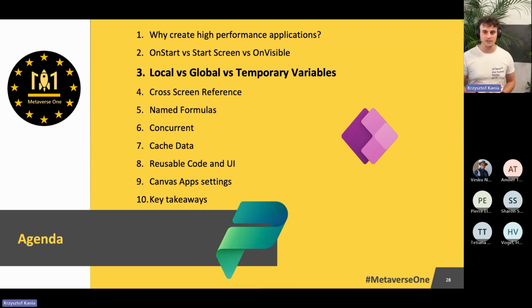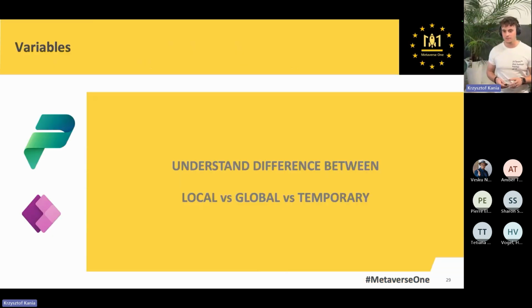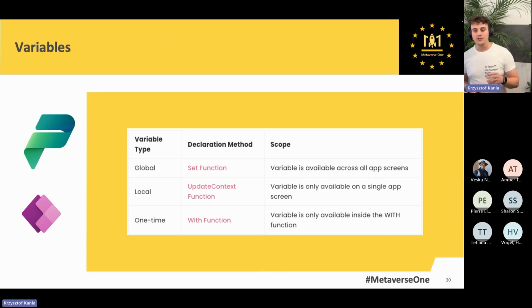And those variables are split into a few sections. So you have local, global, and temporary variables available for us. So what we need to do is actually to understand the difference between them. We need to know when to use which. Okay, so let's go through those variables. So here you see the table that is explaining everything.